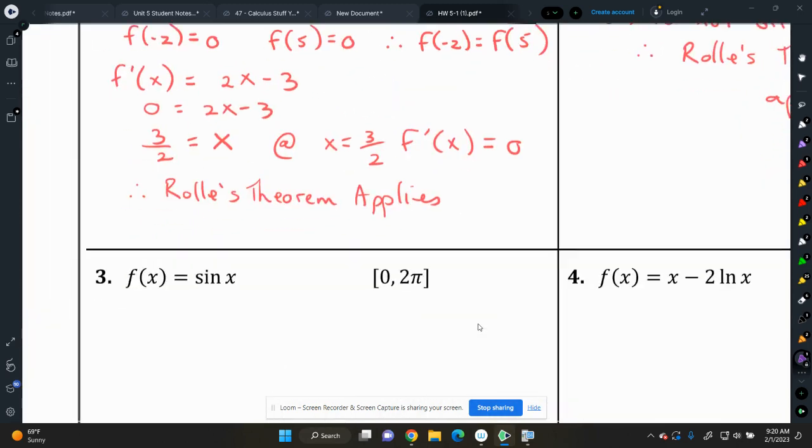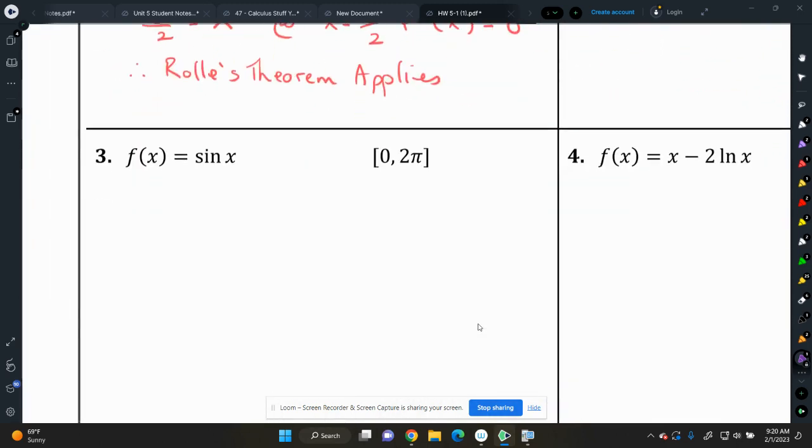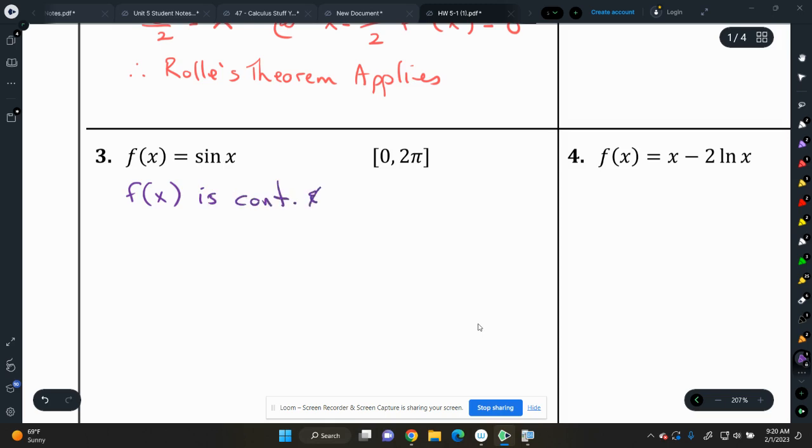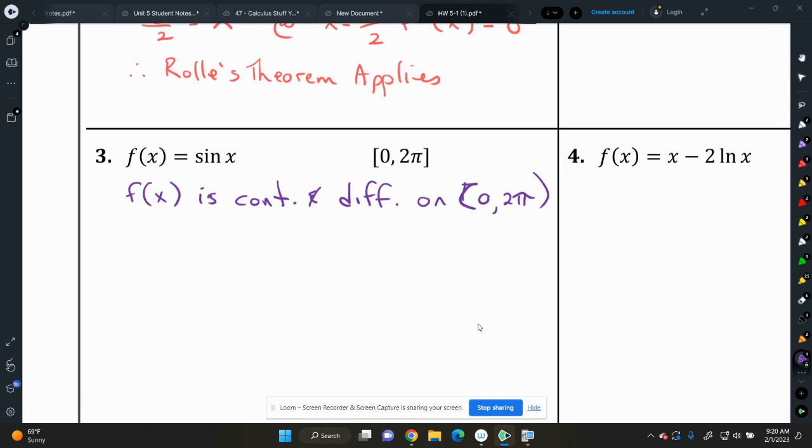How about number 3? Is that differentiable and continuous on that interval? Yeah. So f of x is continuous and differentiable on the open interval 0 to 2 pi. Okay, then what do we do?